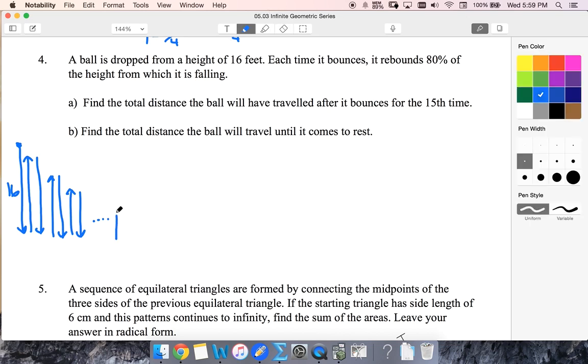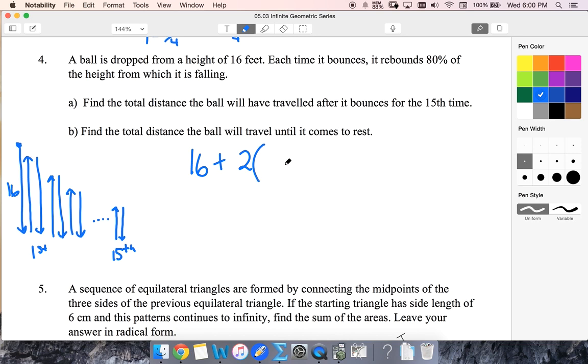So after it's bounced for the 15th time, it would then come back down. So we can have the 15th bounce. So here's my first bounce here, and here's my drop. So notice I have 2 bounces for all of them except the 16. So I'm going to put the 16 by itself. And then I'm going to look at this one. I'm going to look only at the up arrows and double that. So twice the up arrows.